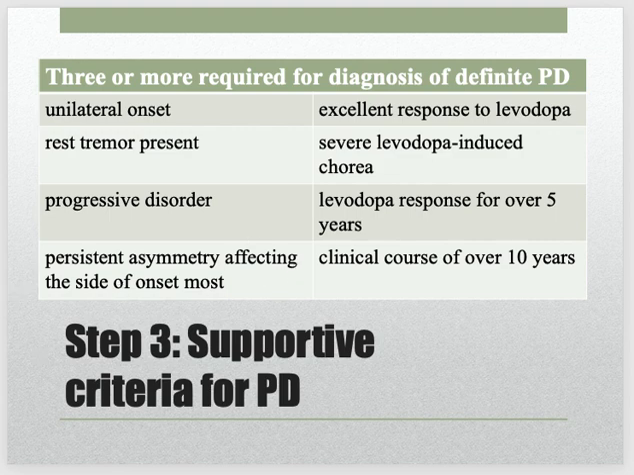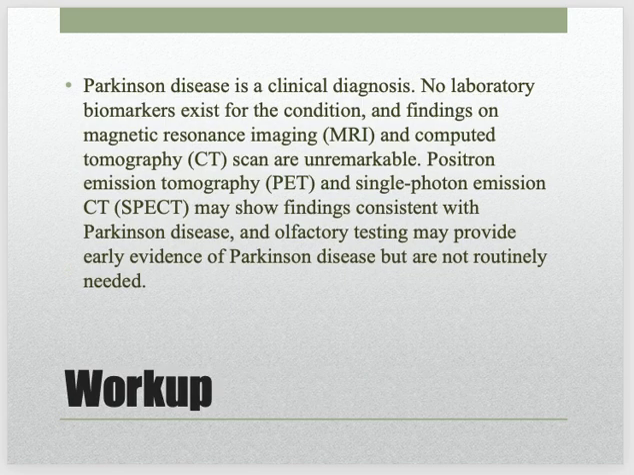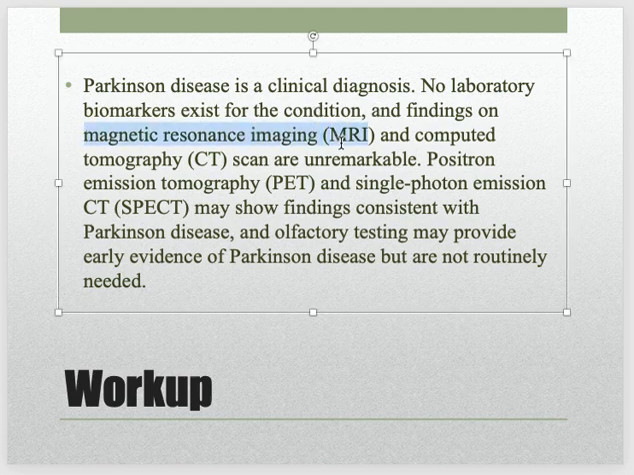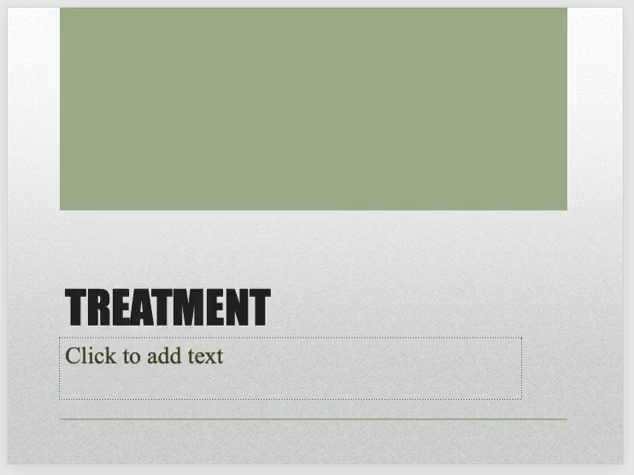Okay. So, of course, Parkinson's disease has a lot of differential diagnoses because many diseases share many common signs and symptoms. So that's why this is important. So now, guys, when we diagnose a patient with Parkinson's disease, let's see, Parkinson's disease is a clinical diagnosis. No laboratory biomarker exists for the condition. But yes, what we can do is MRI. Okay. We can do a CT scan, they can be unremarkable. Okay, we can do positron emission tomography, PET, or single photon emission CT, SPECT, which may show findings consistent with Parkinson's disease, for example, that the substantia nigra is degenerated. Okay, and of course, there are many other tests we do for Parkinson's disease.